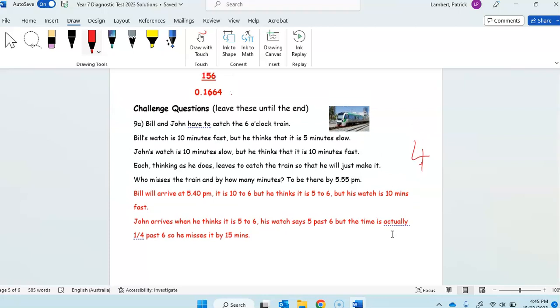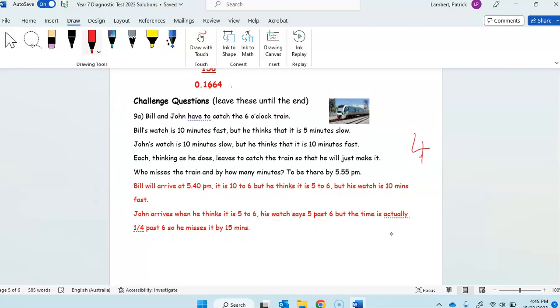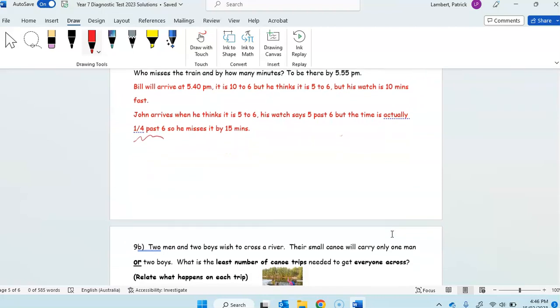Bill will arrive at 5:40. Why? Because it's 10 to 6 on his watch, but he thinks it's 5 to 6. But his watch is 10 minutes fast. John arrives when he thinks it is 5 to 6. His watch says 5 past 6, but the time is actually 10 minutes slow, right? 10 minutes slow, so the time is actually 6:15. He's missed it by 15 minutes because the time is actually 6:15. Okay, so Bill arrived there in plenty of time.